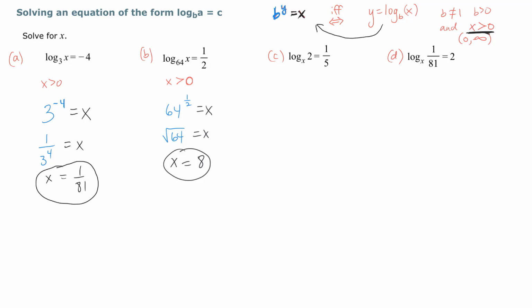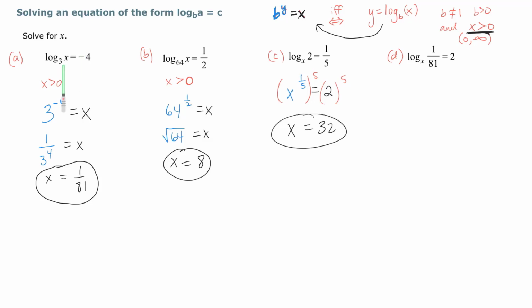So we're just going to use the definition of log here. The base here is x. So we're going to write the base is x raised to the exponent. And that is now equal to 2. Now how do you solve for x? That's the 5th root of x. In order to get x, we're going to apply the function x to the 5th power to both sides. So what do we have now? We have x on the left-hand side of the equation, and that is equal to 32.